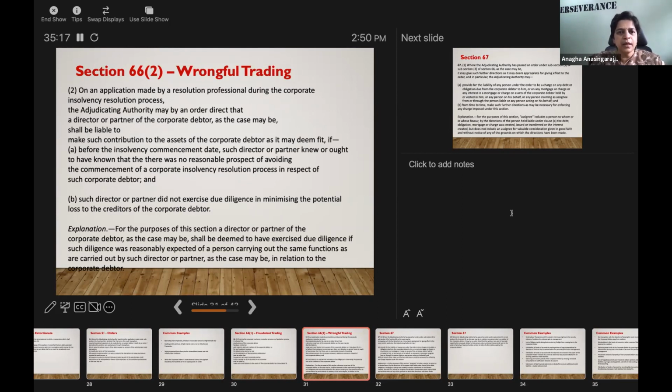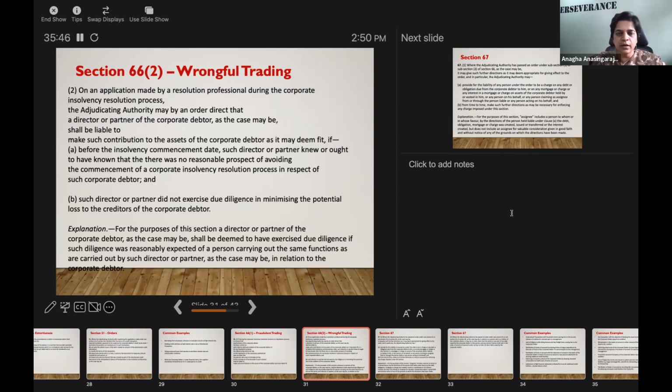The NCLT may, by an order, direct that the director or partner of the CD, as the case may be, shall be liable to make such contribution to the assets of the CD as it may deem fit, if before the ICD, such partner or director knew or ought to have known that there was no reasonable prospect of avoiding the commencement of CRP for that CD, and such director or partner did not exercise due diligence in minimizing the potential loss to the creditors.